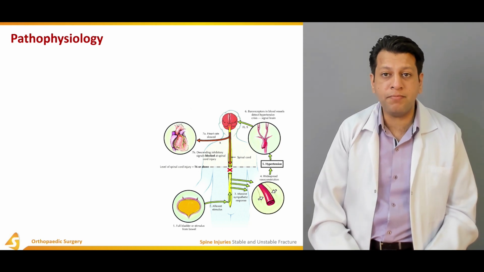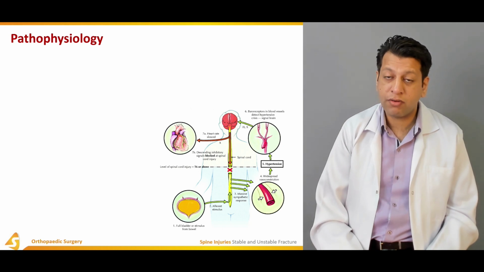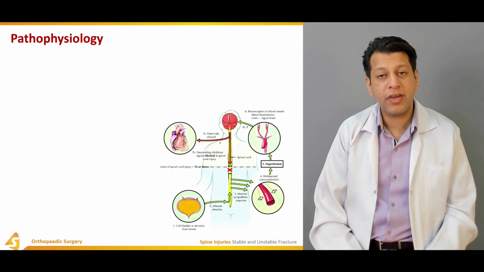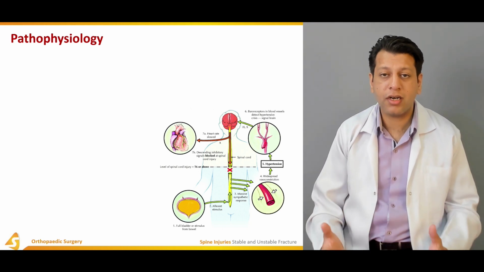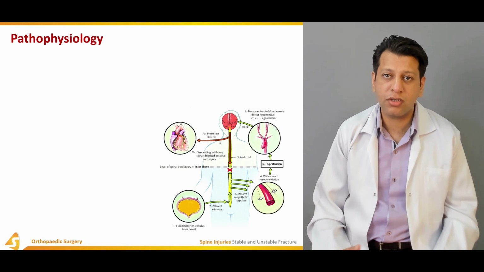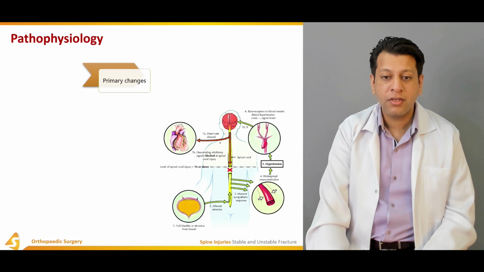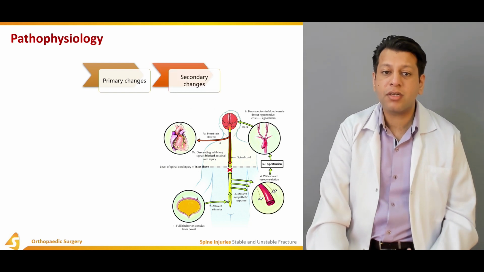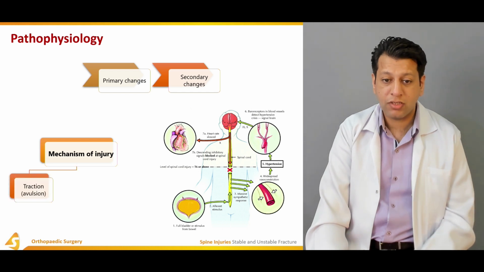And then there are other parasympathetic outflows as well, which are at the cervical and the sacral level. So we have to understand it. Then there's a motor as well as a sensory component, as well as an autonomic component of the spine. So what are the primary changes and secondary changes which occur? It depends upon the mechanism of injury.